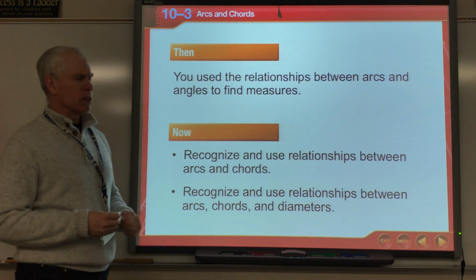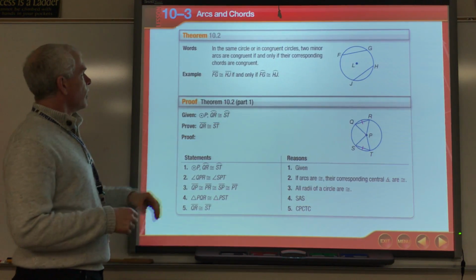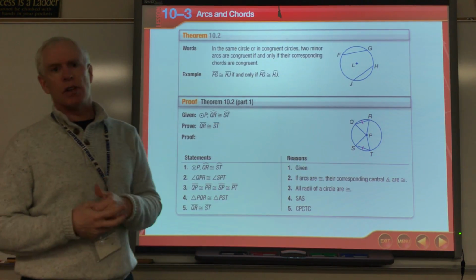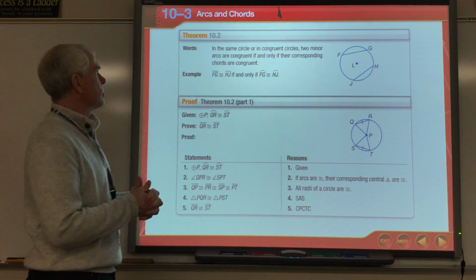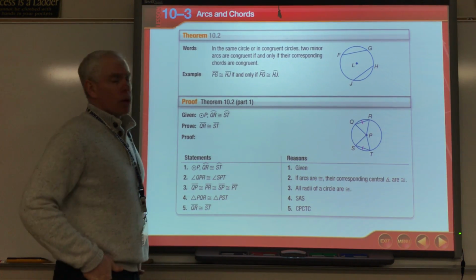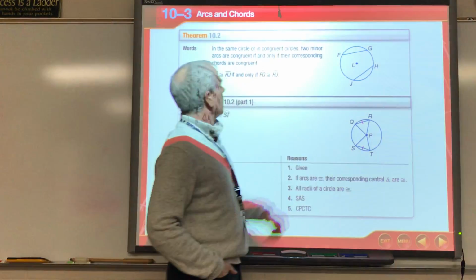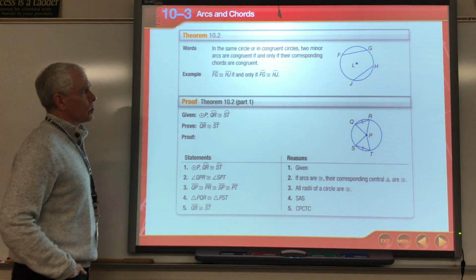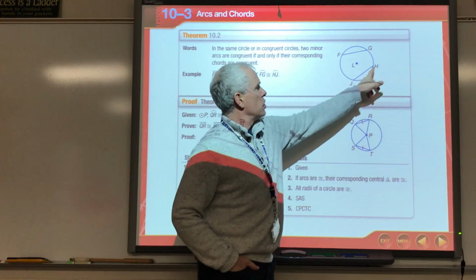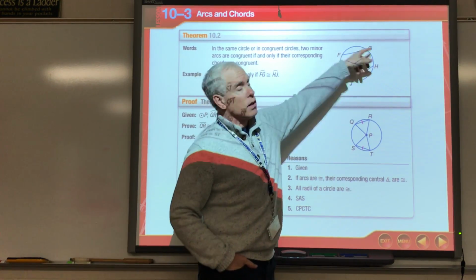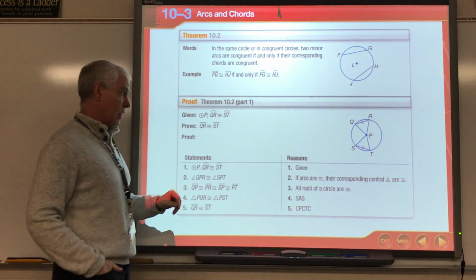A lot of the algebra here is going to be pretty straightforward, you guys. So the first theorem, and this is what you really got to have in your notes for this section: in the same circle or in congruent circles, two minor arcs are congruent if and only if their chords are congruent. So if FG and JH are congruent chords, then their corresponding arcs are congruent, and vice versa.